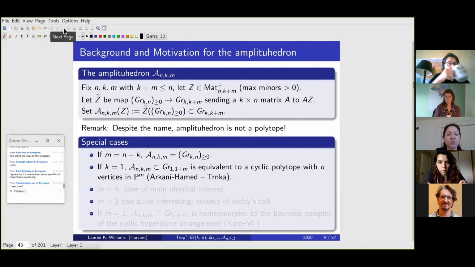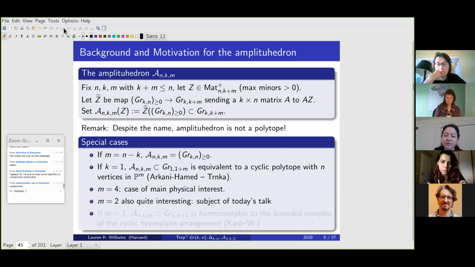If k equals 1, then the amplituhedron lies in the Grassmannian of k planes in k plus m space. So this is 1 planes in 1 plus m space, which is the same as projective space. And it's not hard to see in this case that it's equivalent to a cyclic polytope with n vertices. This was observed in the original paper. Like I said, m equals 4 is the case of main interest in physics. Now, m equals 2 is also very interesting, and that's what I'll mainly talk about today.